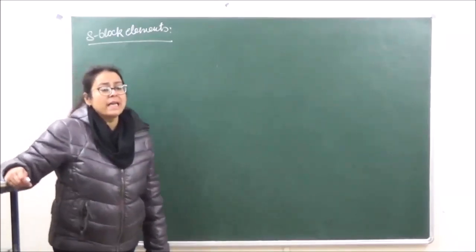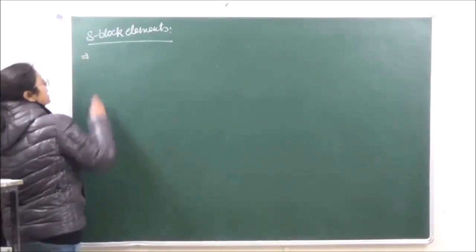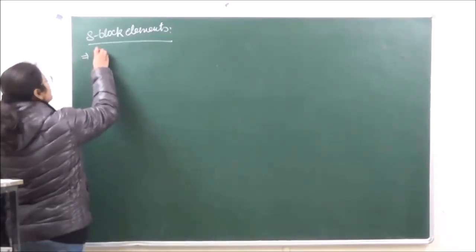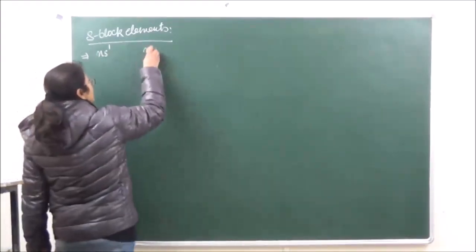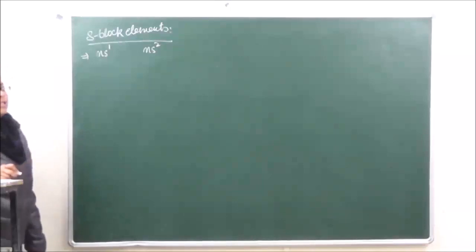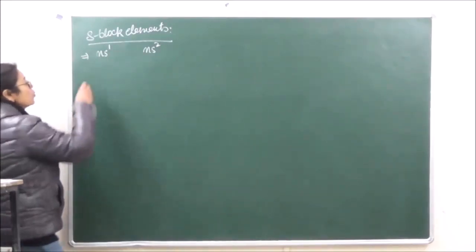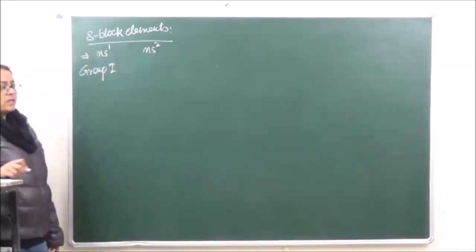Now as you know that the S can accommodate only 2 electrons, therefore over here the S block elements will have only 2 groups, right? One group in which the general electronic configuration is going to be NS1, and the second group in which the general electronic configuration is going to be NS2. So in both the cases, the differentiating electron is going to enter into the S subshell. So when we are talking of NS1, that is known as group 1 of the periodic table, right?